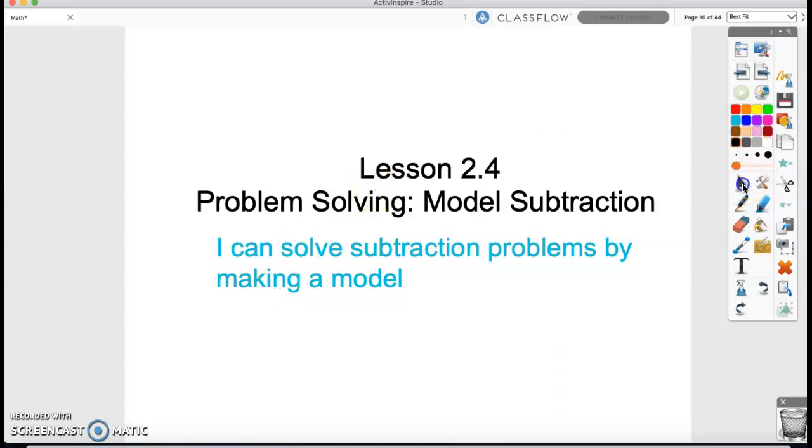This lesson is lesson 2.4, problem solving model subtraction. At the end of this lesson, you will be able to say, I can solve subtraction problems by making a model.